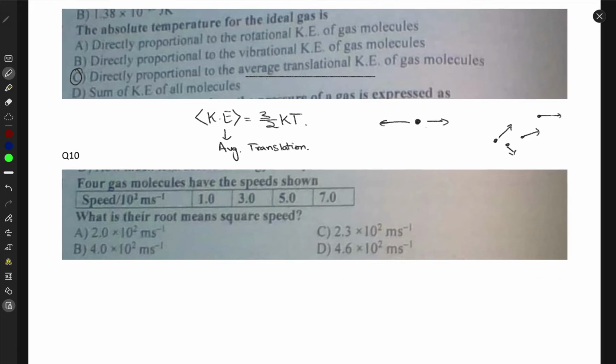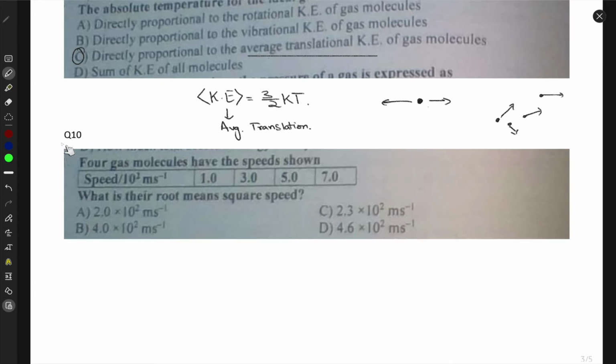All right, so next we have question 10, which says 4 gas molecules have speeds shown as this. So these are speeds given as multiples of 10 raised to power 2 meters per second. This speed is just 1.0 × 10^2 meters per second. This one, for example, is 7.0 × 10^2 meters per second, and all of these are in the same way. They're asking you the root mean square of this speed.